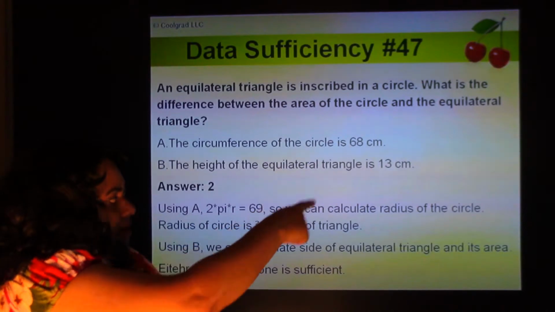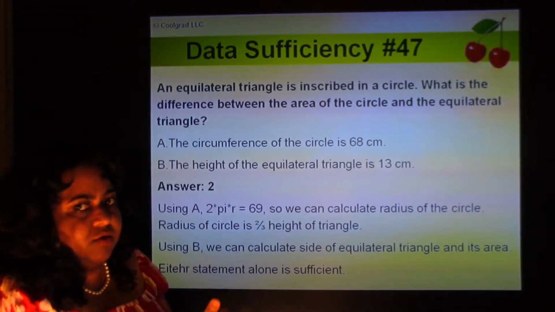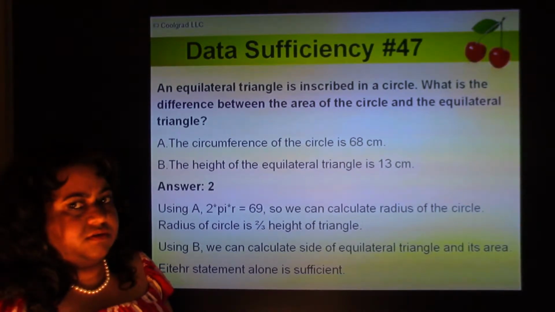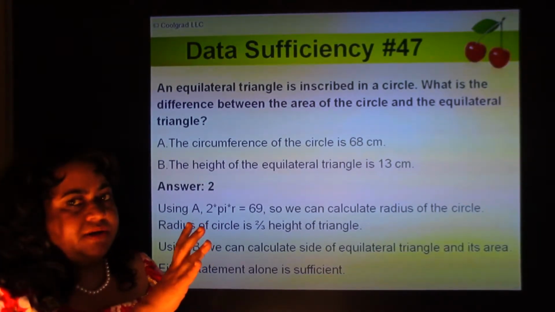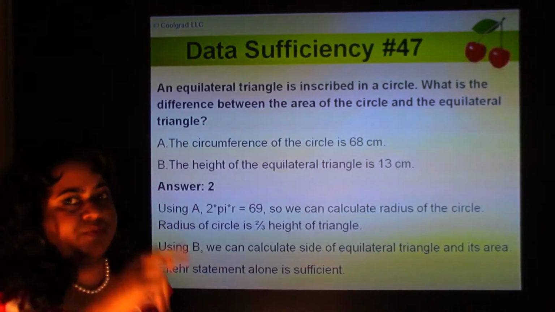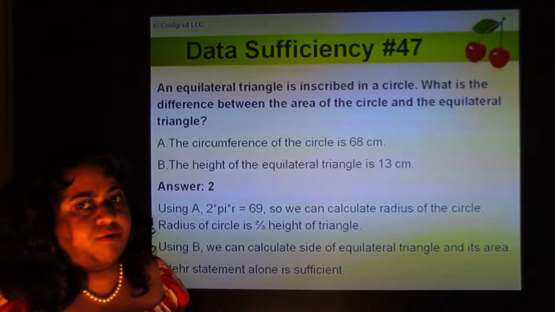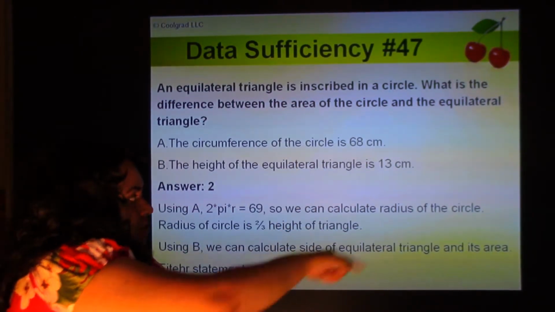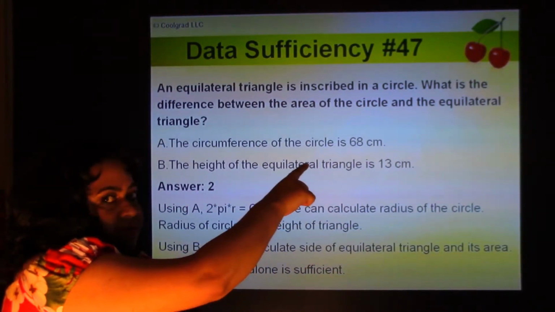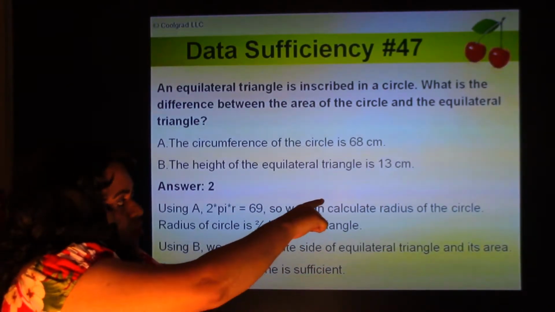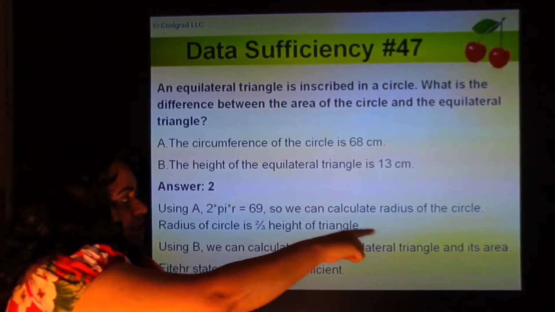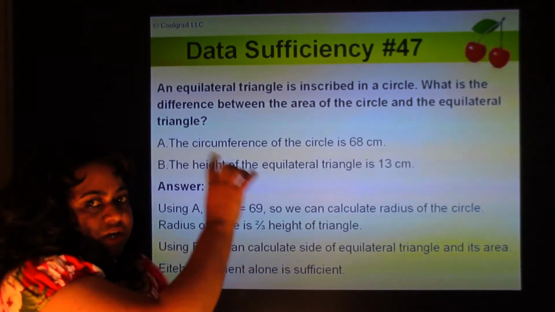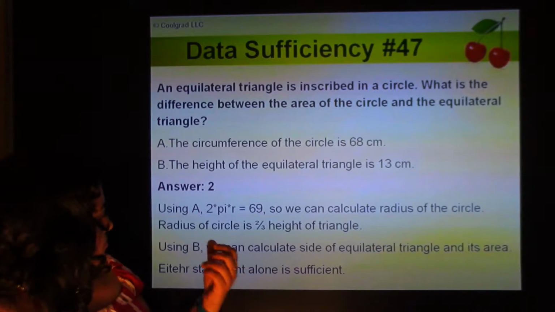So there is a circle and an equilateral triangle inside it. What is the height of that equilateral triangle? The radius of the circle is nothing but 2/3 of the height of the equilateral triangle. That's refresher geometry. You have a circle and a triangle inside it, and there's the height of the triangle. You make a 2/3 part and draw lines like this, they'll be equidistant. So the radius is 2/3 of the height of the equilateral triangle.